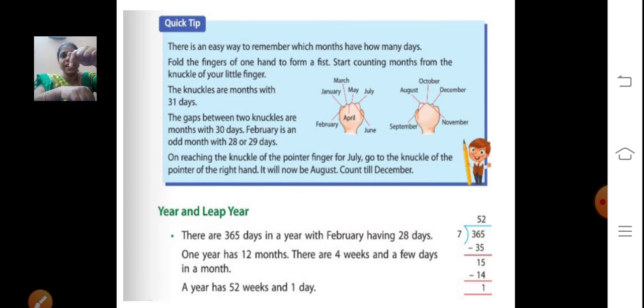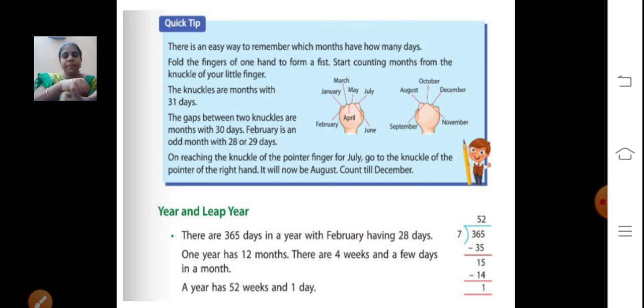Just see, that is January. January, knuckles. So the knuckles part we will consider as 31 days. So January, 31 days. February alone you leave it. Just see knuckle, March, again 31 days. April, the gap between the knuckles, that means 30 days. So the gap between the two knuckles, that is 30 days.